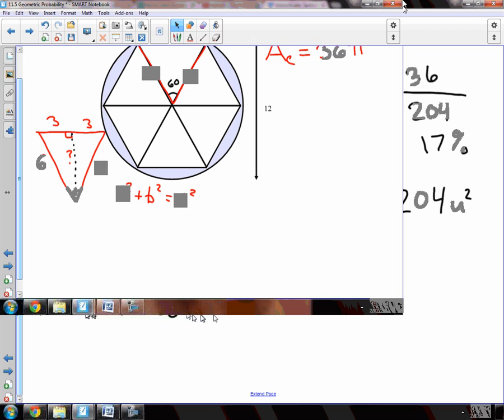So b squared will equal 27. And b equals plus or minus square root of 27. Which one of those are you going to use, plus or minus? Plus, because you have to have a positive number. So this is the same thing as 3 square root of 3, which means we now have the height of our triangle.